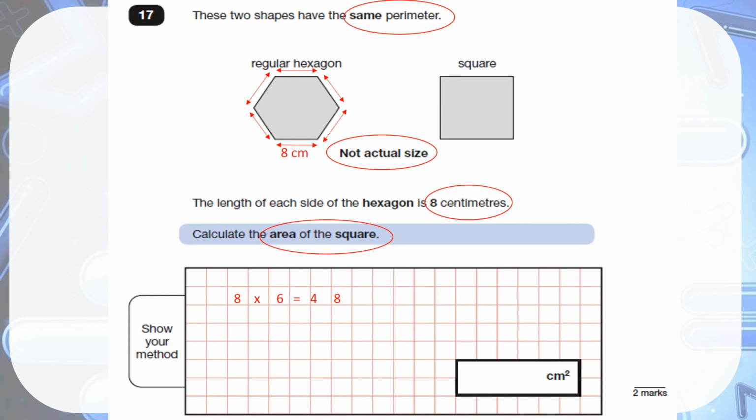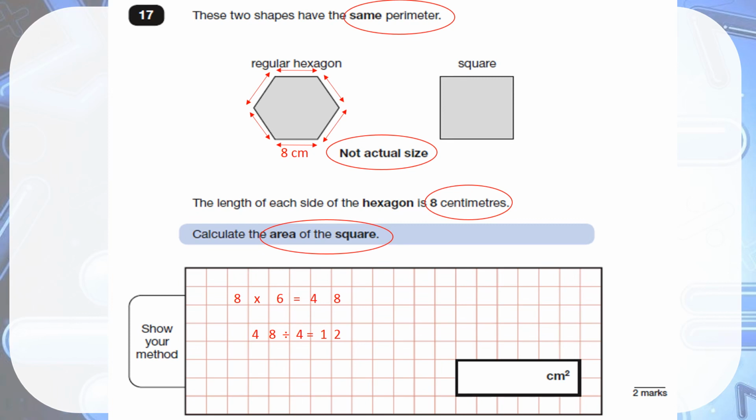So the first fact that we know to be true is that this shape here, the hexagon, has got all sides of 8 centimetres. So what I'm going to do is find out what the perimeter of that shape would be. Now I could do that by adding together 8 centimetres 6 times, or I could just do 8 times 6, which would give me the answer 48.